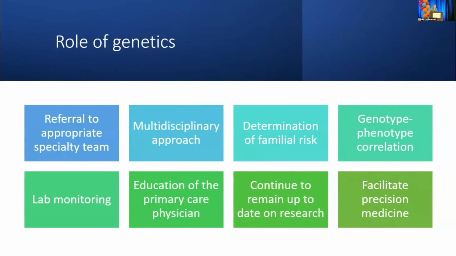So making sure we're coordinating care, thinking about all the risks, making sure we're monitoring labs, making sure that we're thinking about the family as a whole. A lot of times we also do something called genotype-phenotype correlation.